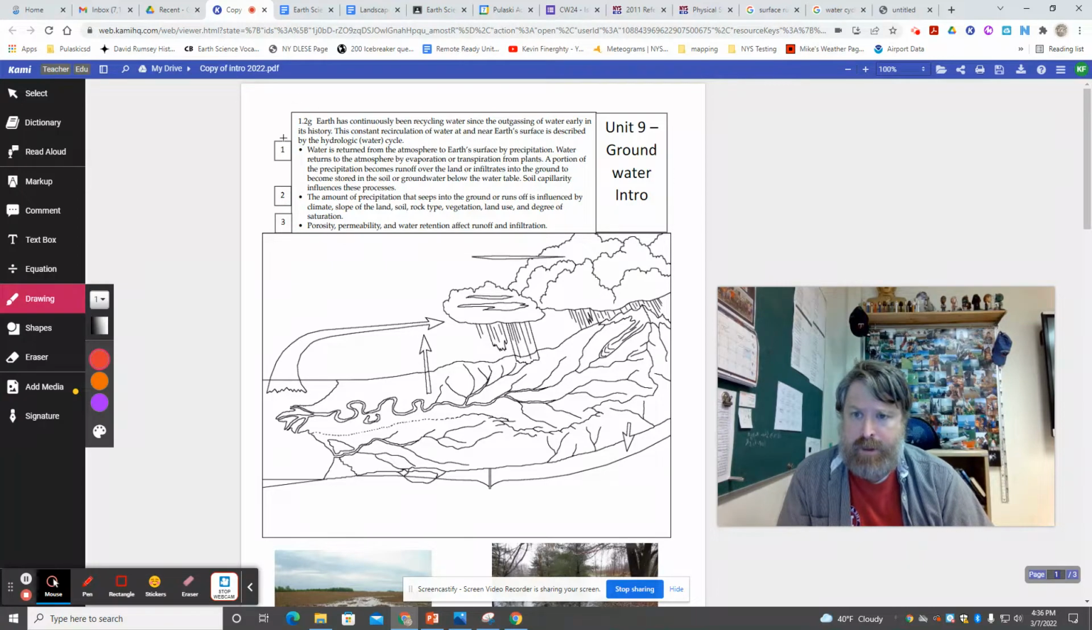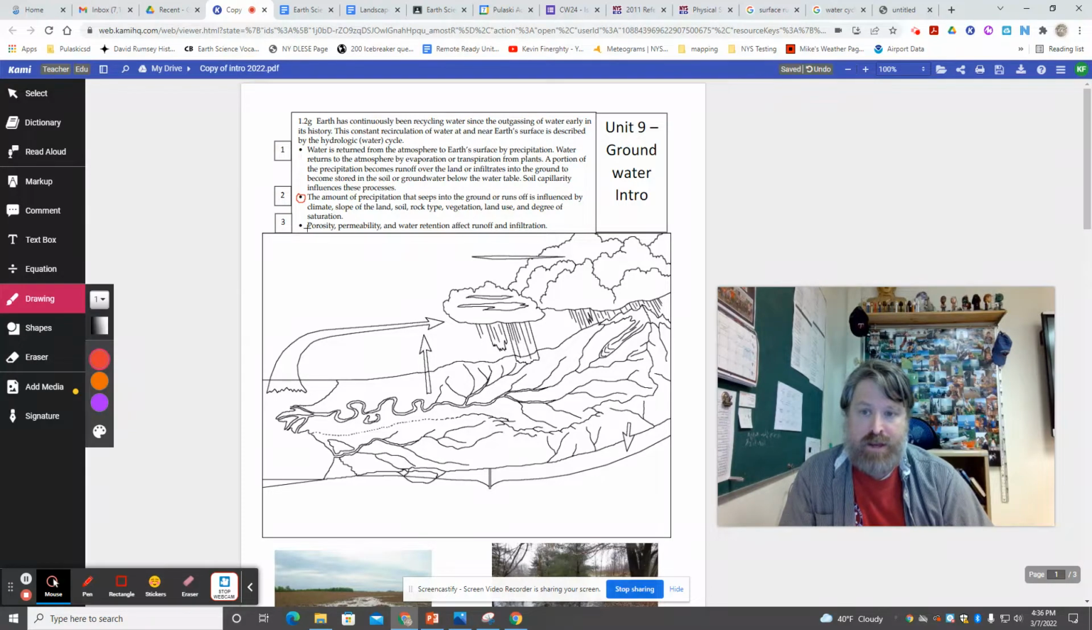Then we're going to talk about what would affect how much water, when we really focus in on this section down here. How much water goes in versus how much water goes across the surface. That's the meat and potatoes. This is the big one. This is the hard one, honestly.